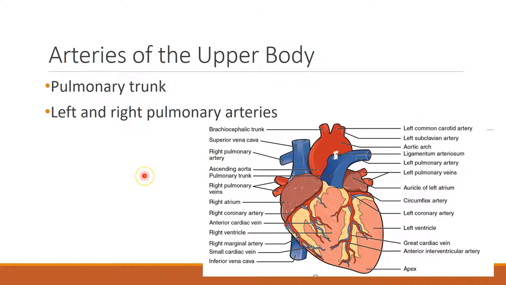Just to review, there's some other important arteries in the upper body associated with the heart. You already learned these with your heart lab. This would be the pulmonary trunk, just as a reminder. And the pulmonary trunk is a unique artery because it carries deoxygenated blood. And the pulmonary trunk, as its name implies, it branches to the left and right pulmonary arteries leading to the lungs.